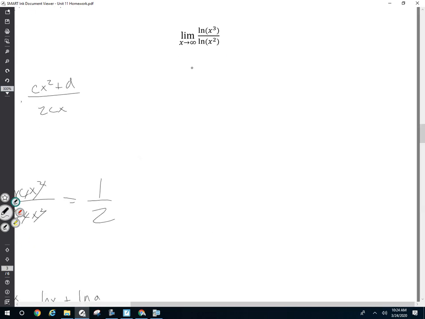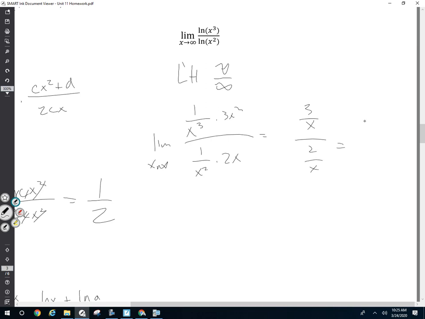So again, L'Hopital's rule. First, you confirm infinity over infinity. I'd have 1 over x cubed times 3x squared. I'd have 1 over x squared times 2x. These are the chain rules of logs, with log as the outside, the inside being x cubed. You're looking at the limit as x approaches infinity. This simplifies to be 3 over x. This is 2 over x. This will simplify to just be 3/2.